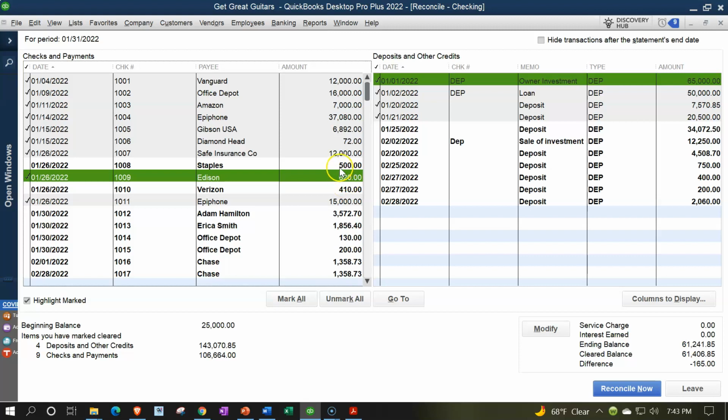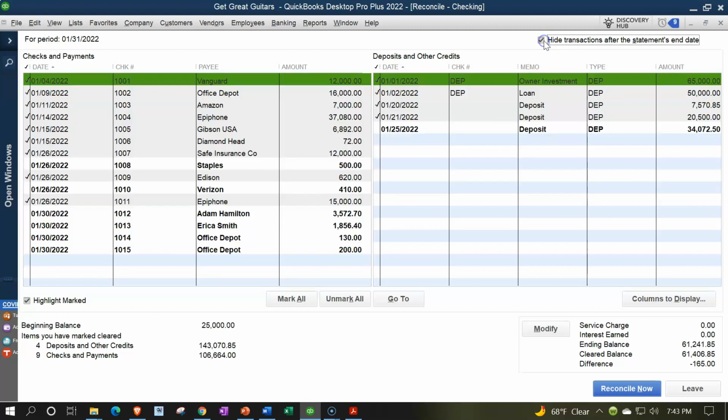And notice we skipped a couple at the bottom here, and that is to be expected. I'm going to hide the transactions that are after January. So now we've got all these transactions that are still in place that we have not yet checked off. We had one on the deposit side. We've got these items that are on our books as of January, but are not on the bank statement.